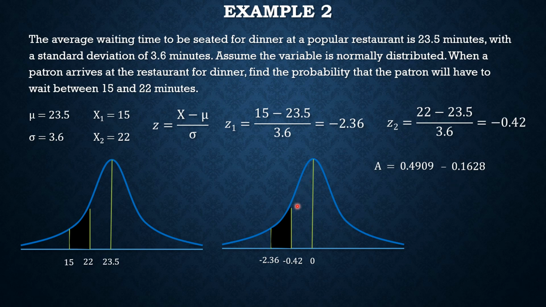So, ito yung area na yun, no? Okay, so pag sinubtract natin tong area na to dito sa kabuuan kanina, matitira itong gusto nating makuha. That gives us 0.3281. And this is now the probability that the patron will have to wait between 15 and 22 minutes.